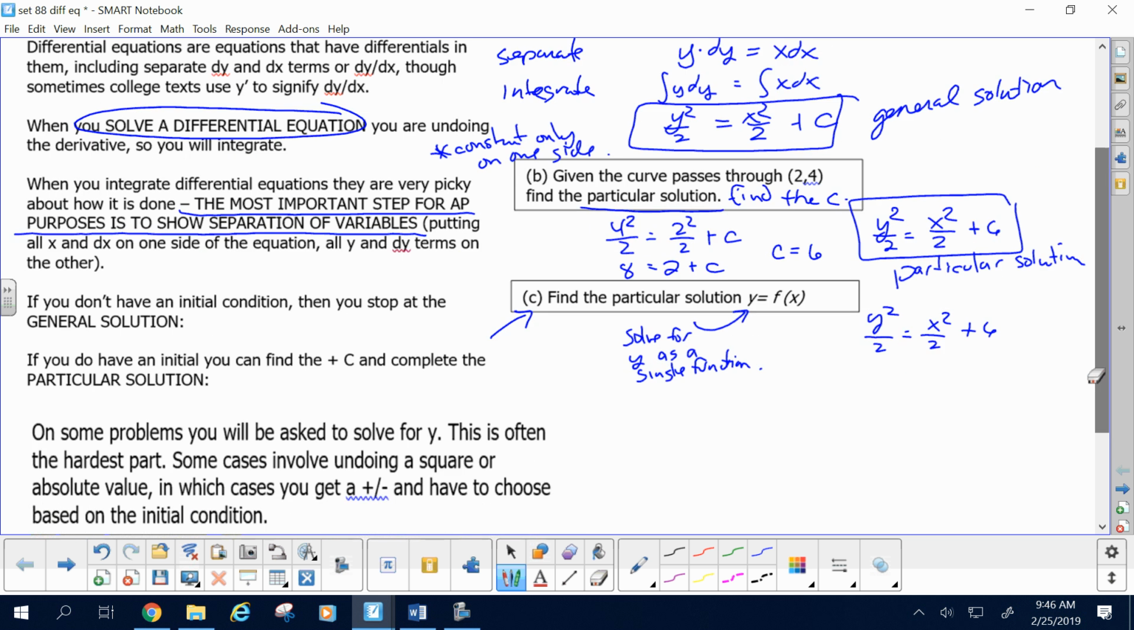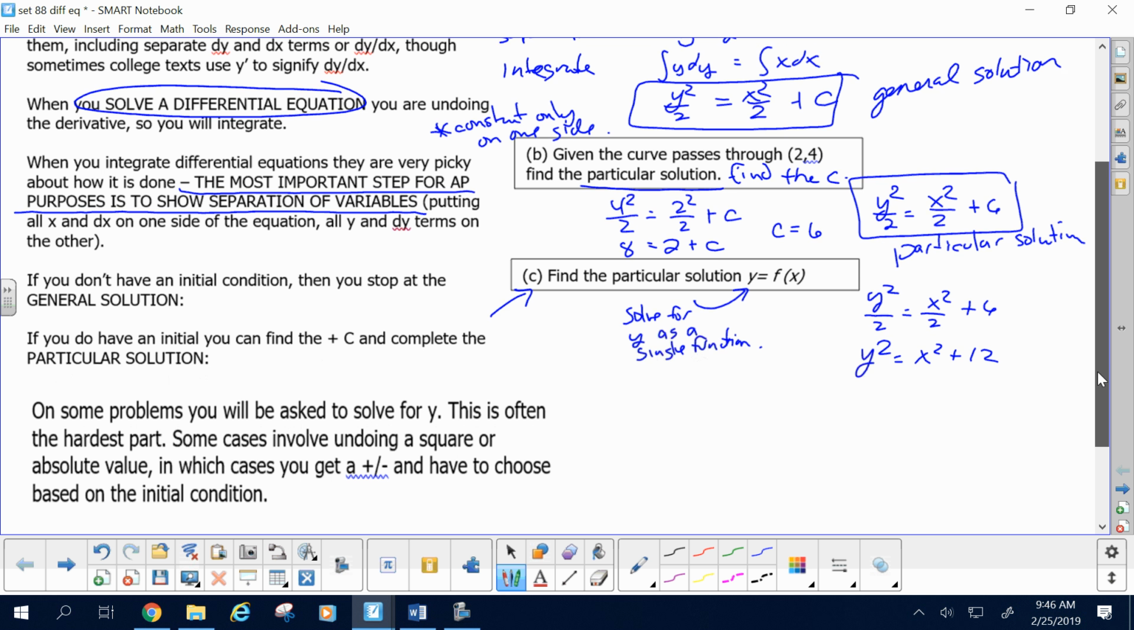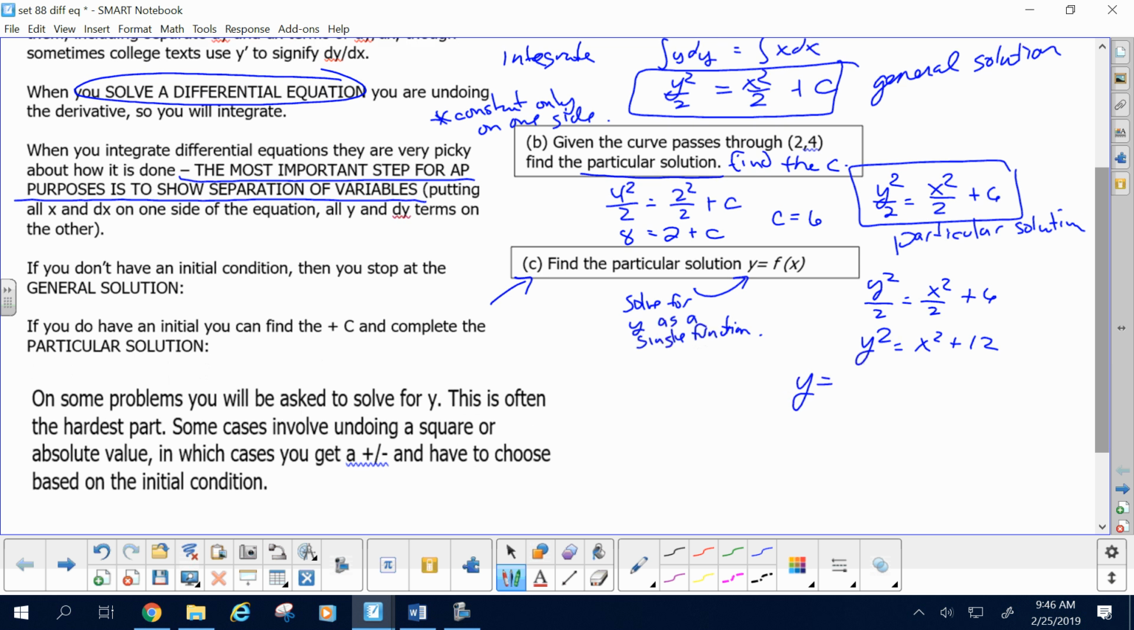What would you do first? Move the 2. Y squared equals x squared plus 12, okay? Then what? Square root. Now when you square root, we know that it's plus or minus. Y is plus or minus the square root of x squared plus 12. Am I done? You're not done, okay?